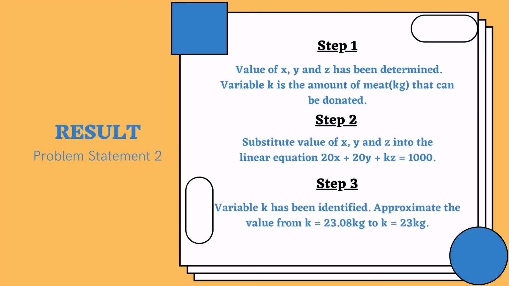Problem statement 2. According to problem statement 1, the values of x, y, and z have been identified. Replace the amount of meat with k as a scalar to discover how much meat is required, and then transform it into the equation 20x plus 20y plus kz equal to 1000.